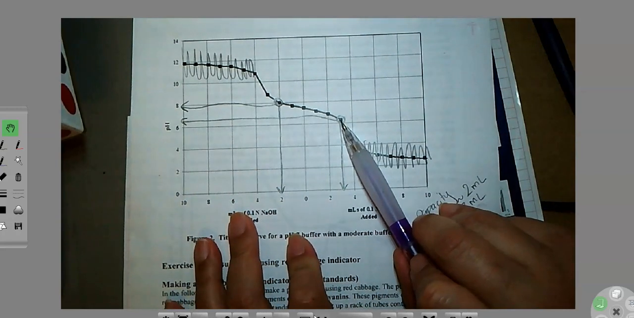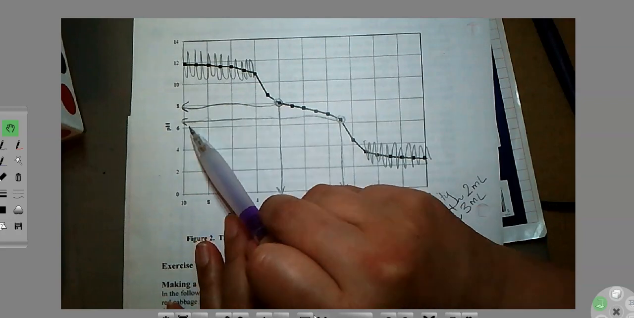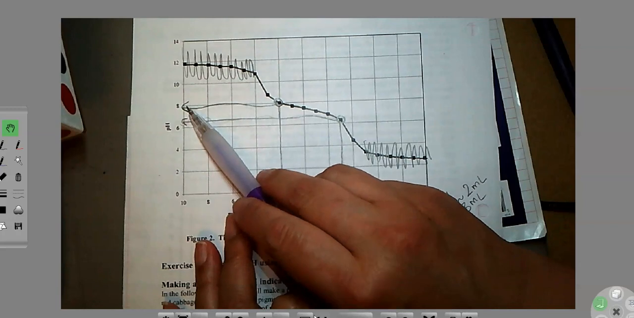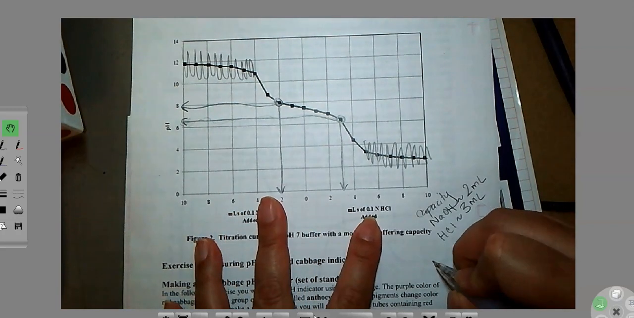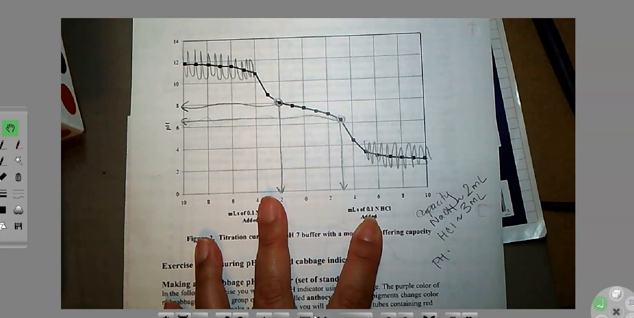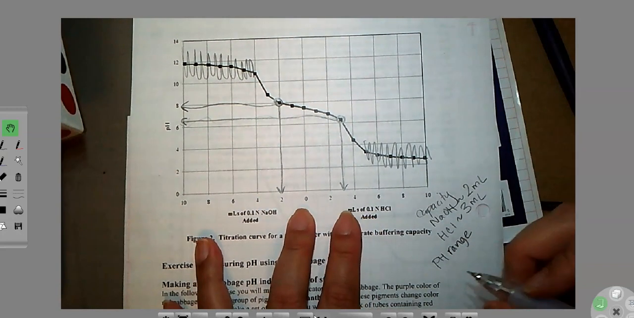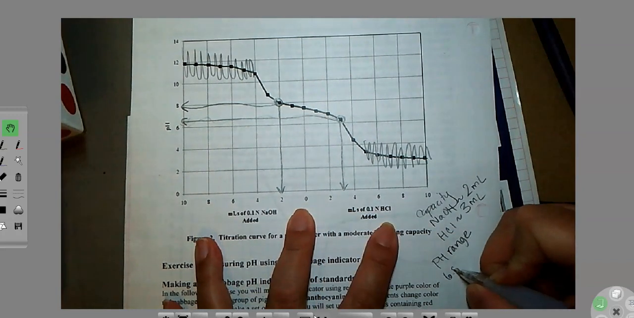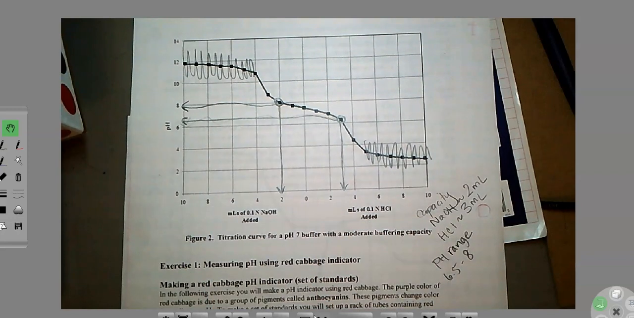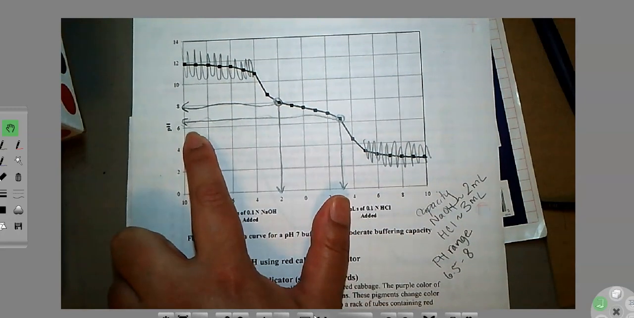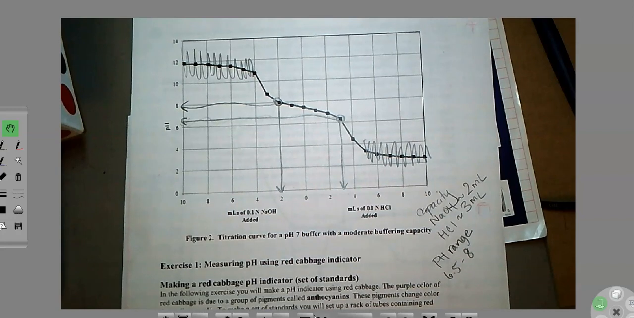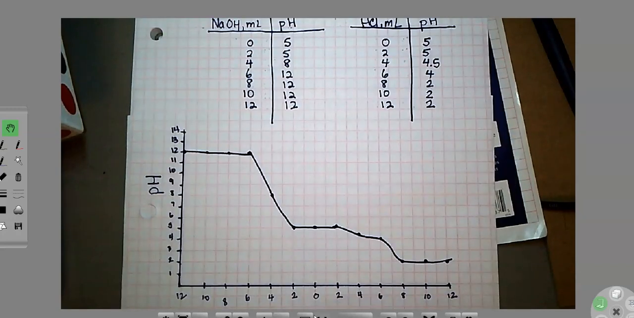The other thing you need to determine is the pH range. So when you draw the lines over here, it's about, I don't know, 6.5 maybe to about 8. So the pH range is going to be a pH of about 6.5 to 8. This means that this buffer is maintaining the pH at about 6.5 to 8. All right, so these look better than this one.